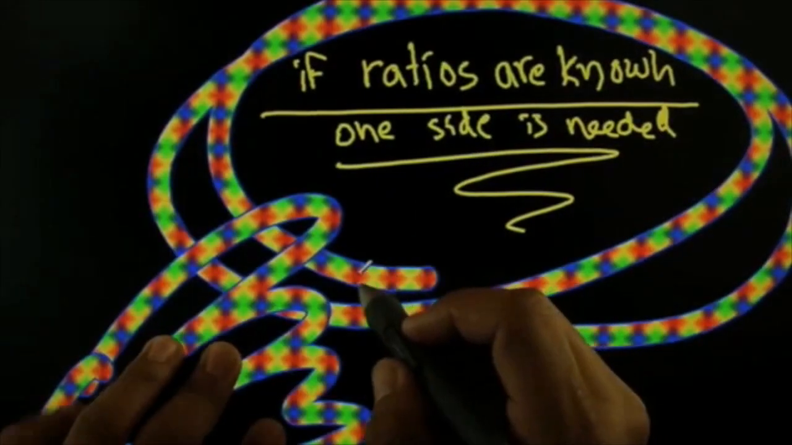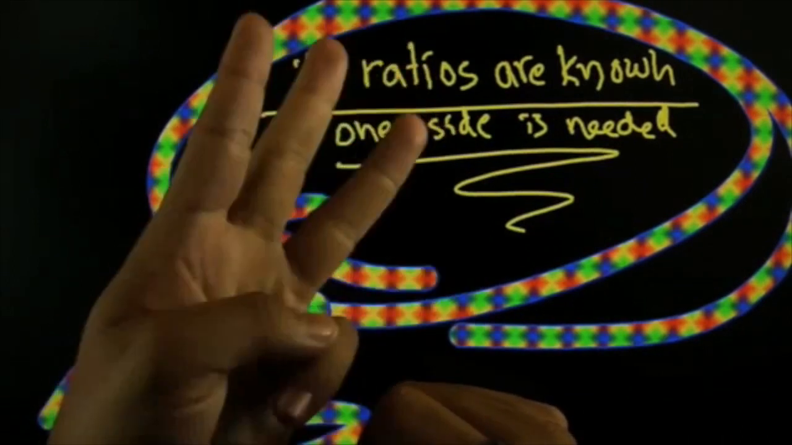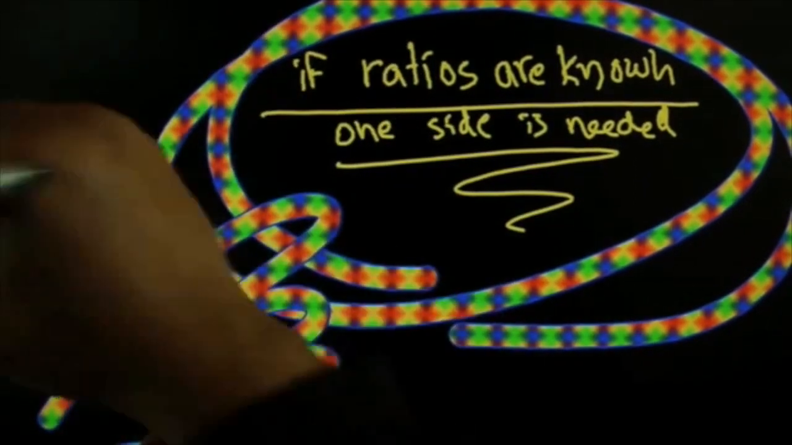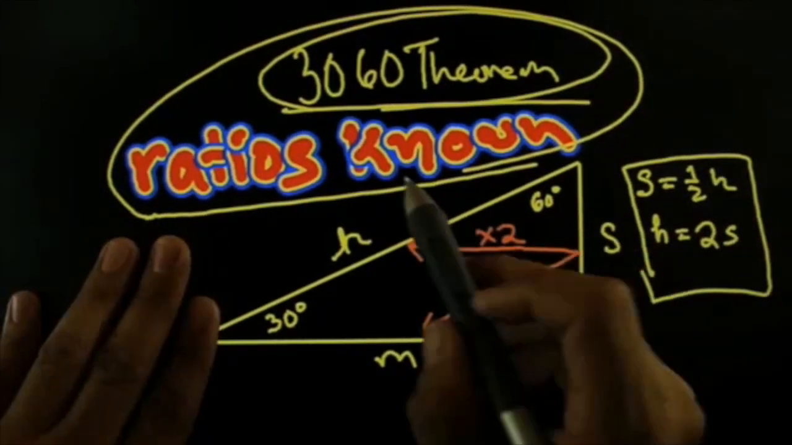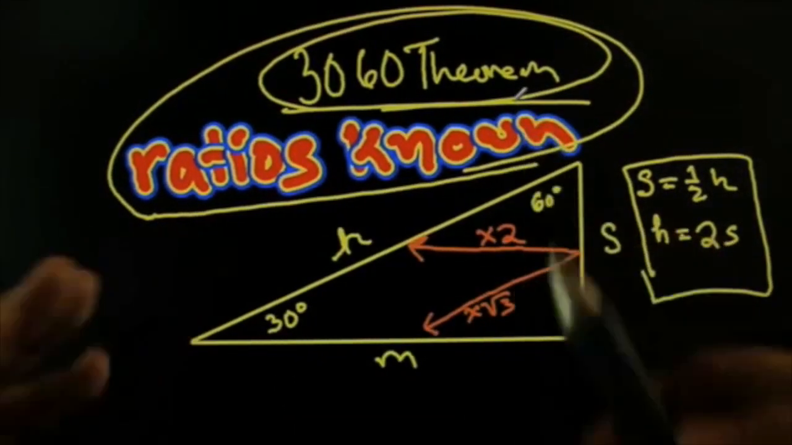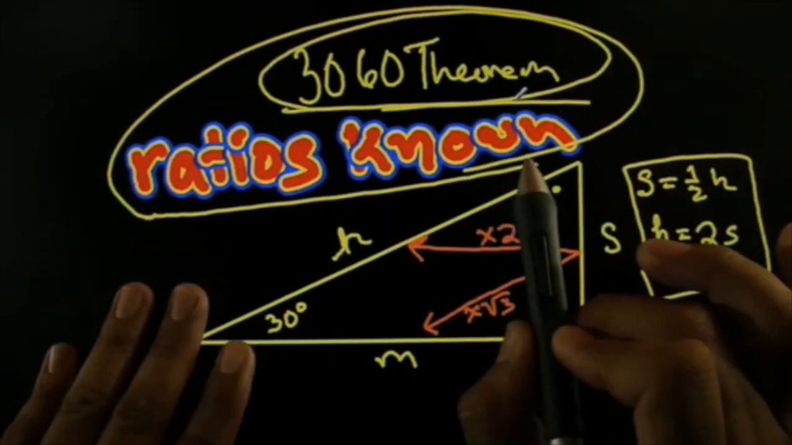The ratios are even nicer. All you need is one side. If you got one side, the ratios will give you the other two sides. Nice. Well, we don't know any ratios. Oh, but wait, we do. On the 30-60 triangle theorem, we do know the ratios. On the 30-60 right triangle, we do know the ratios.